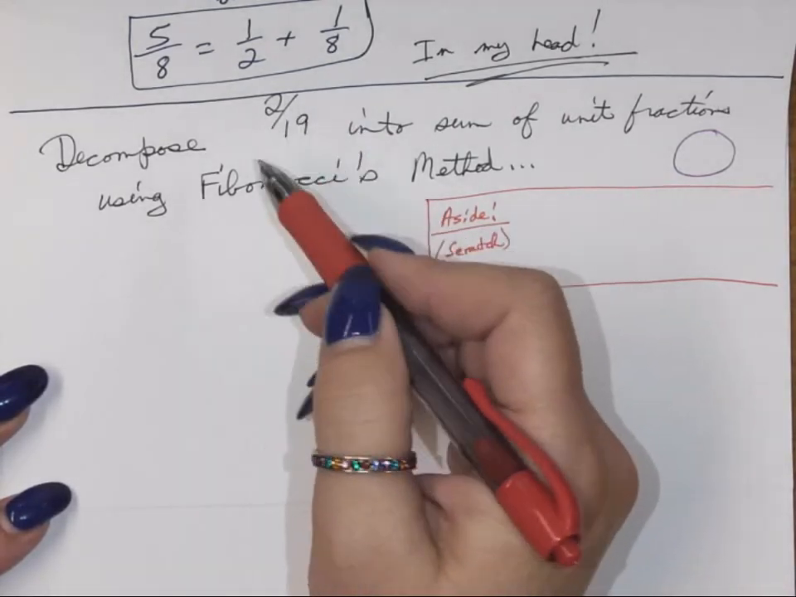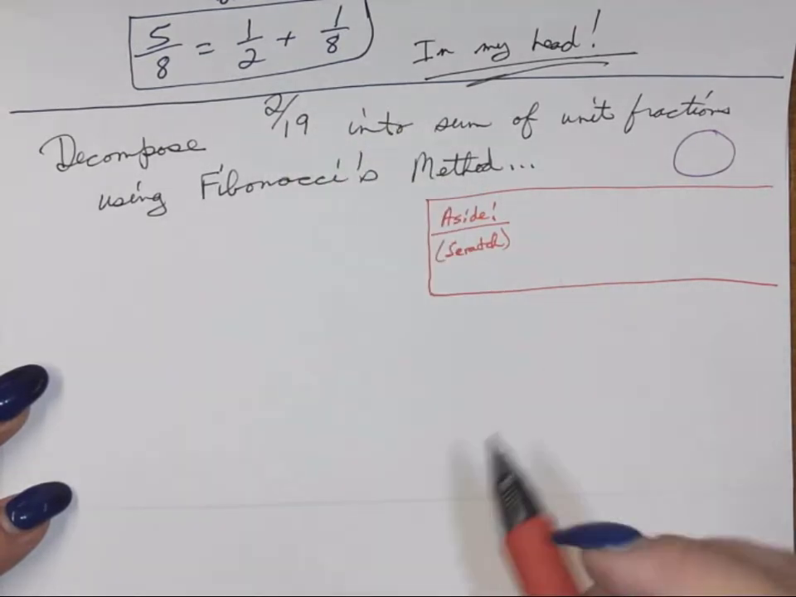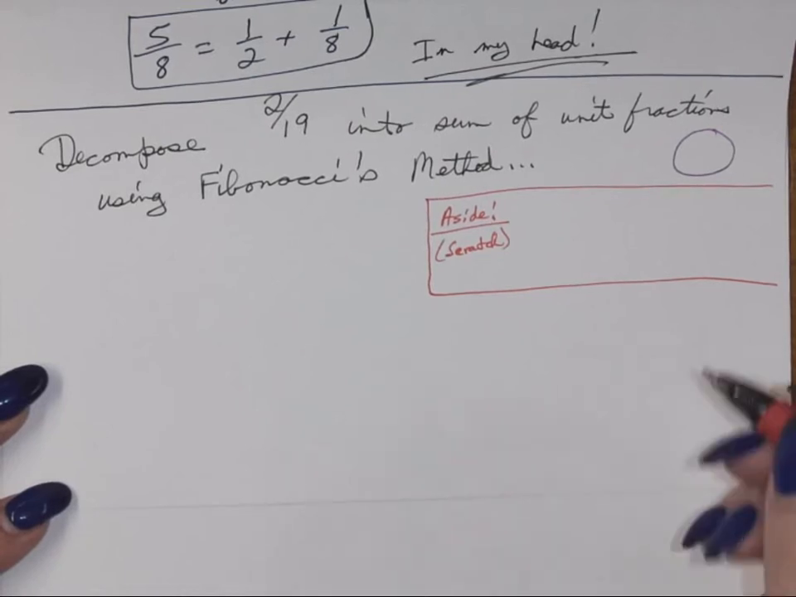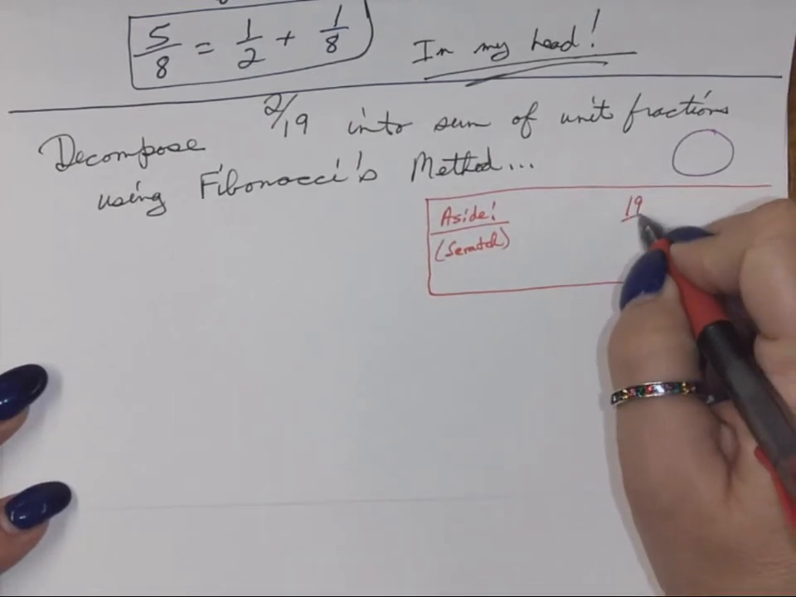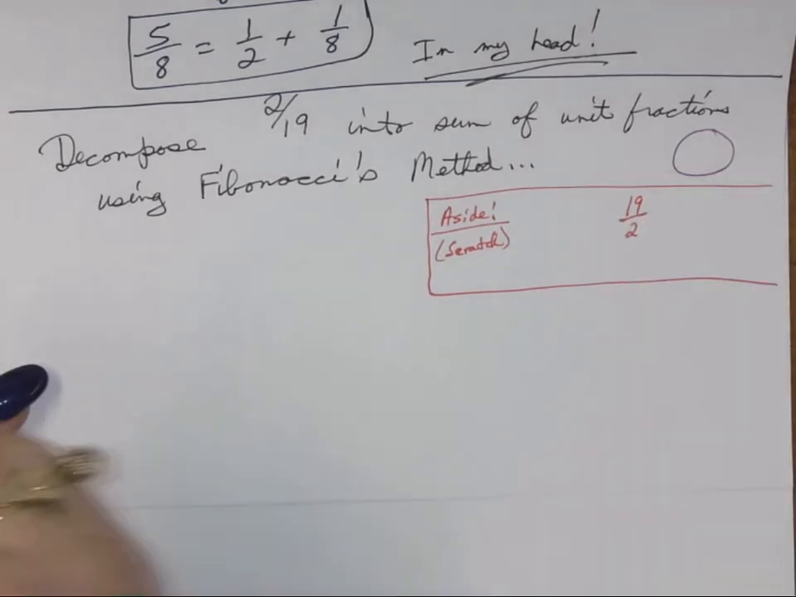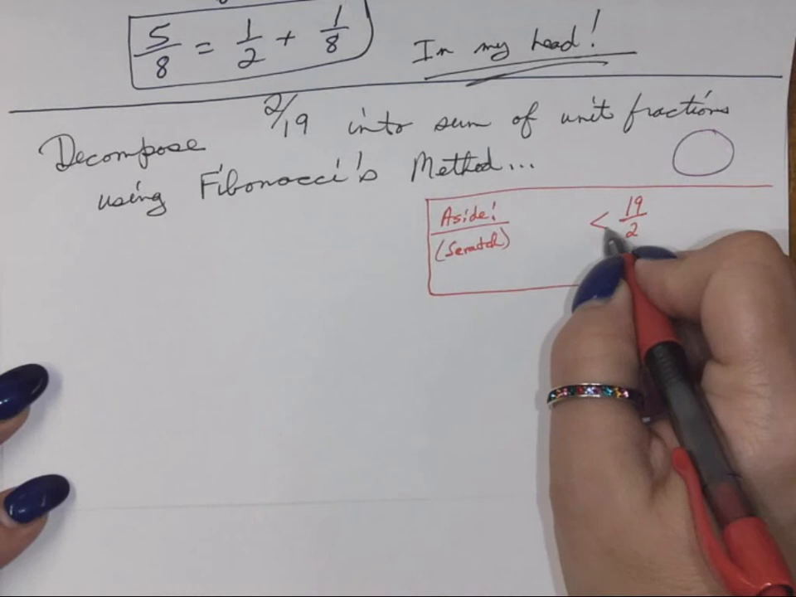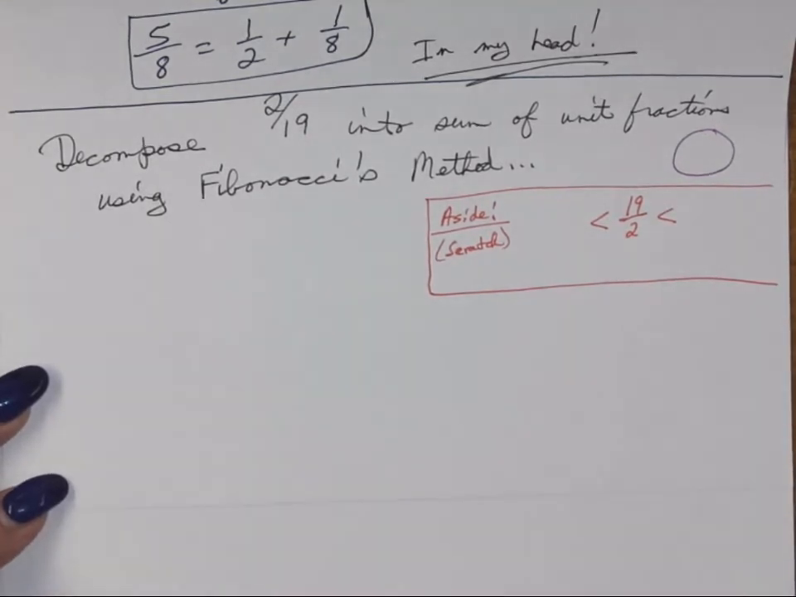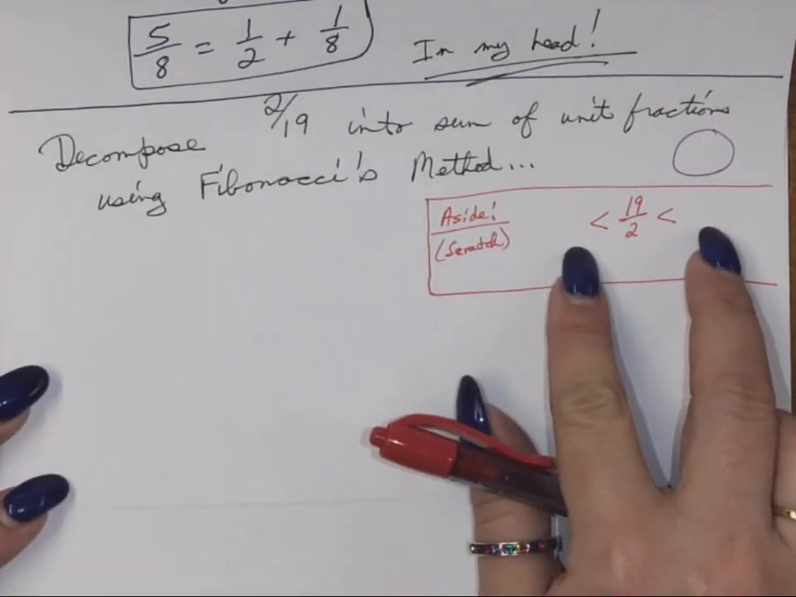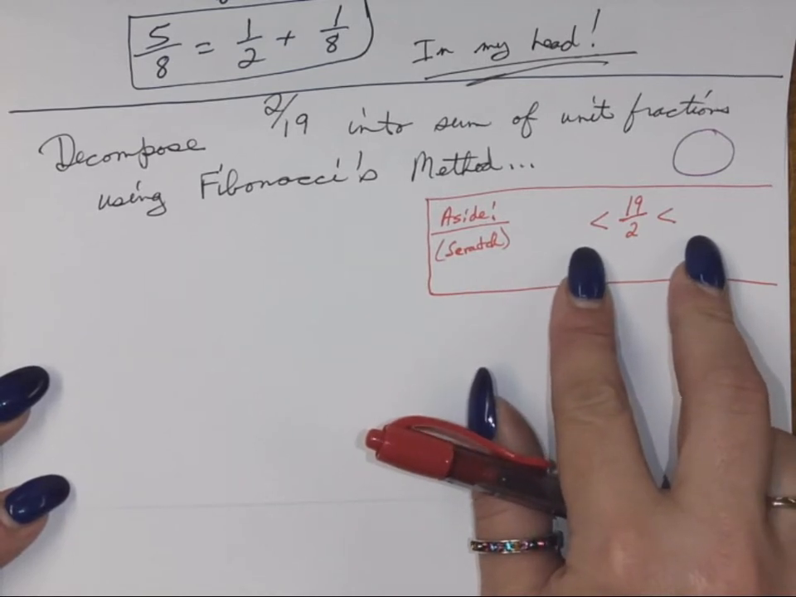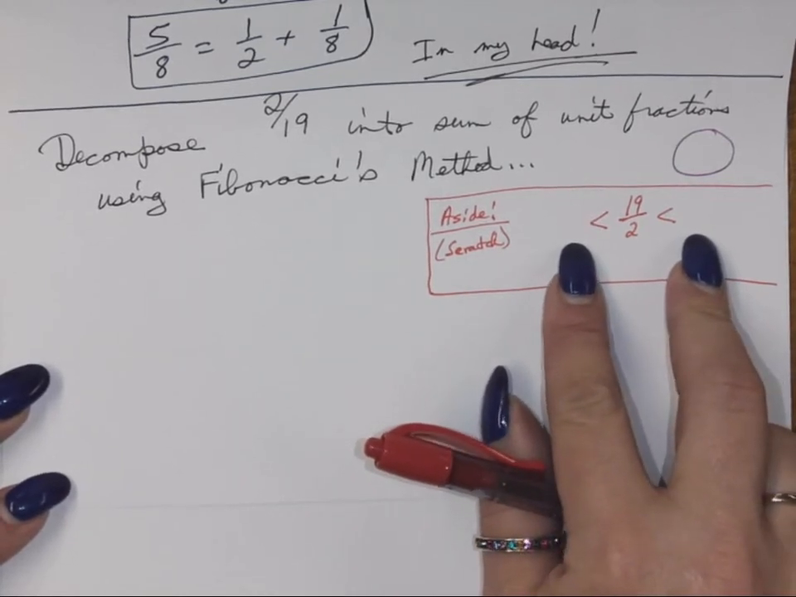So 2/19, it's just hard to wrap my brain around. Instead, what I'd like to do is deal with whole numbers instead of little fractions, or as close as I can get. So what I'm going to do is flip it to 19 halves. And I'm going to say there's a whole number that's less than 19 halves, and there's a whole number that's larger than 19 halves. So I'm going to do a sandwich type thing. It's not the sandwich theorem like you would see in calculus, but it is a sandwich type thing.